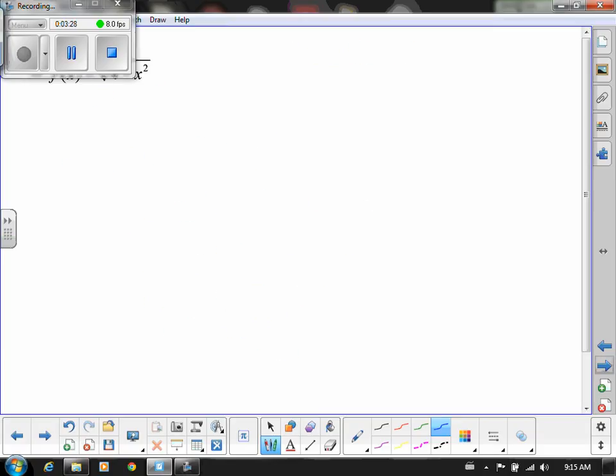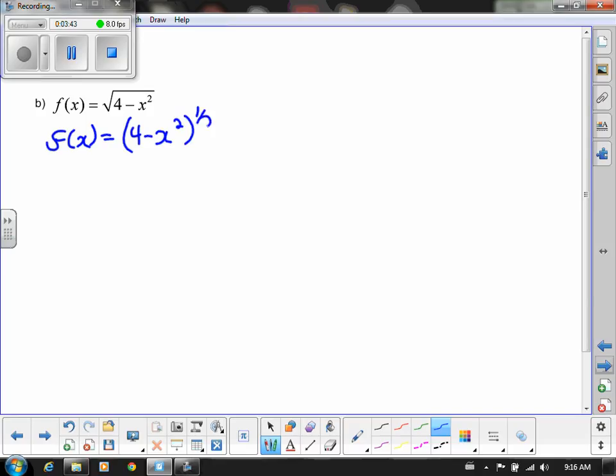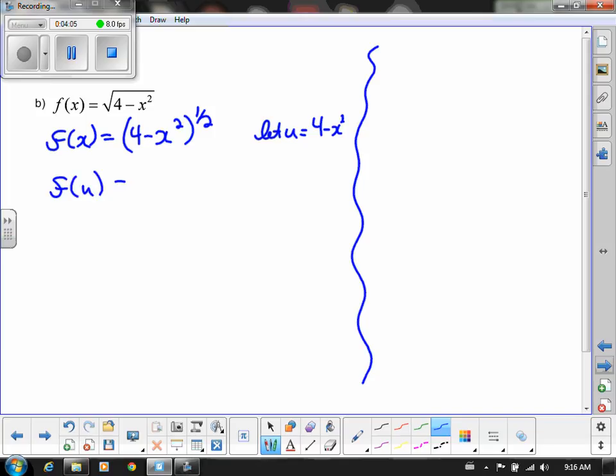Alright, so in this example, we are dealing with f of x equals (4 minus x squared) to the half. So as I said, I'm going to do it 2 ways. The first thing I'm going to do is make my let statement. Let u be represented by 4 minus x squared. So then I'm going to have f of u is equal to u to the power of 1/2.